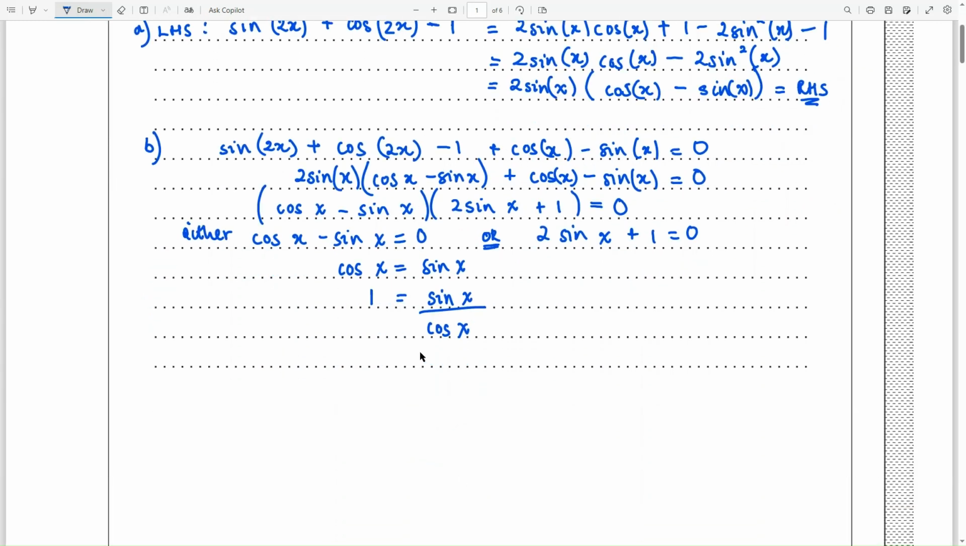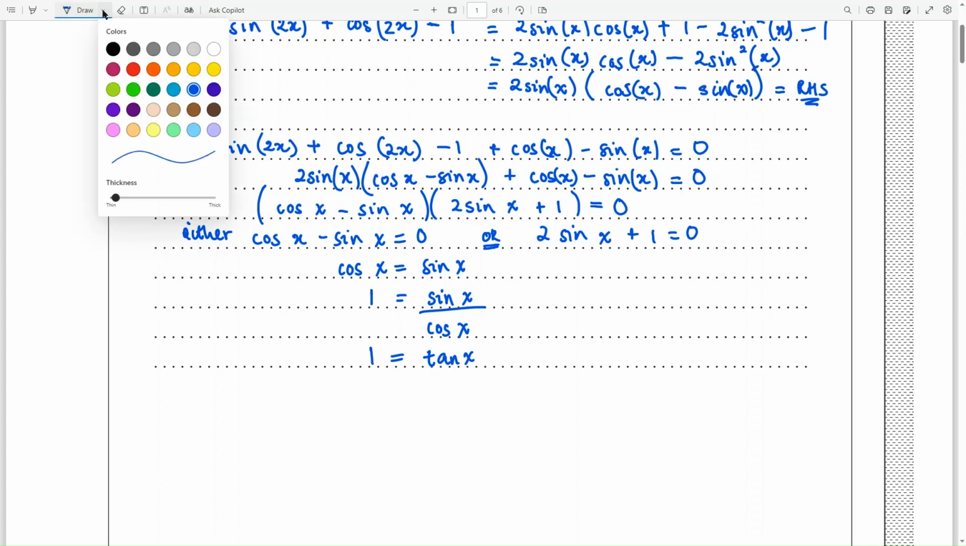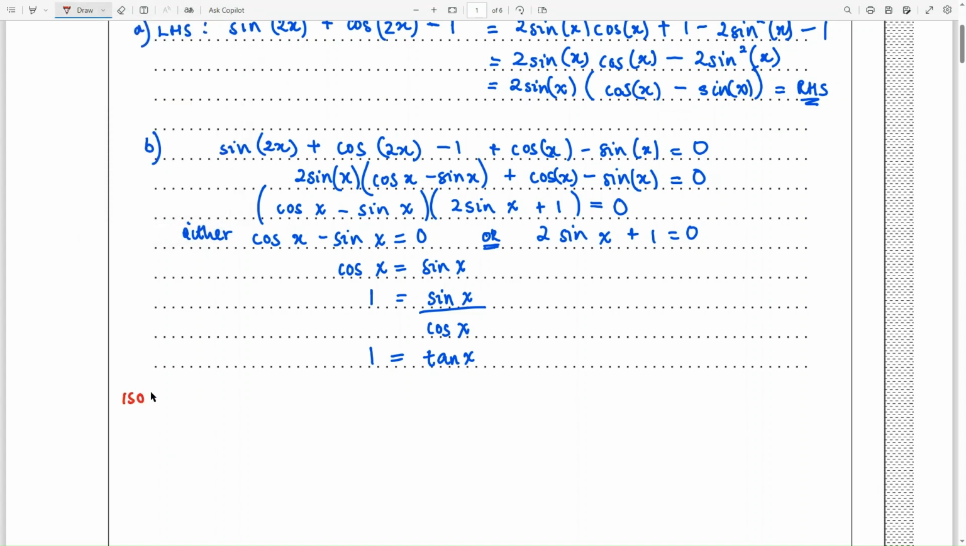Then that means we are looking for when tan x gives you 1. It's really up to you how you handle this in a non-calculator paper. You can choose to remember which values of x give you 1, or you can use some special triangles to work it out. So the special triangle we're going to be working with for this part is an isosceles triangle, right? And it should be right angled.